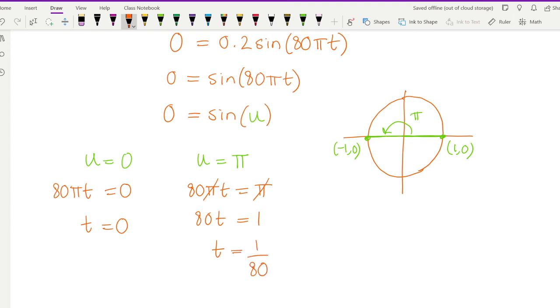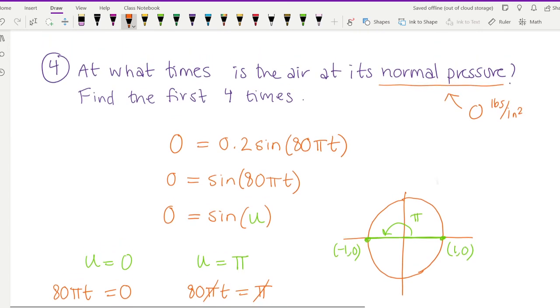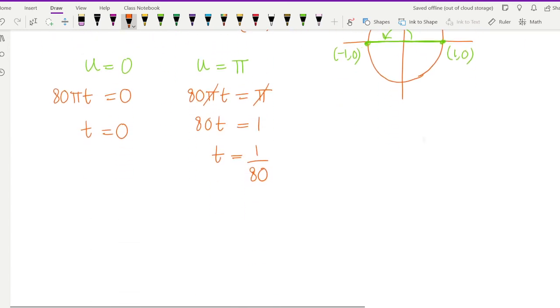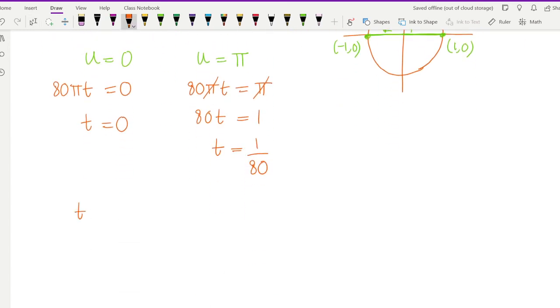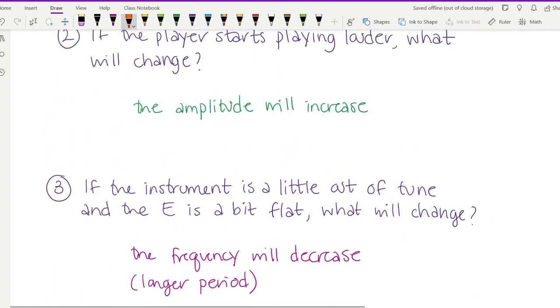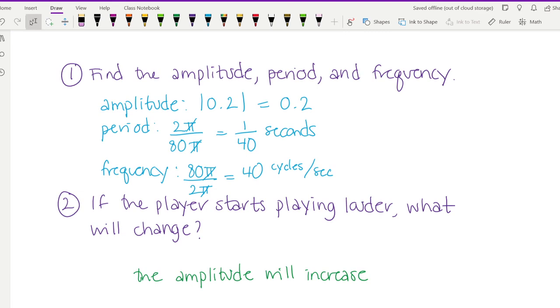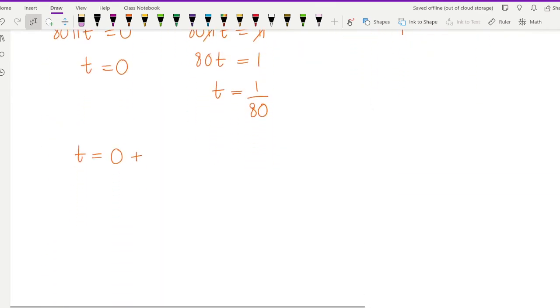So those are the first 2 times that we reach this air pressure, this kind of midline air pressure of 0. We want to find the first 4 times. So again, we need to add the period. So what is the period in this case? Well, that was 1 over 40, right? So we're just going to take each of these fractions and add 1 over 40.